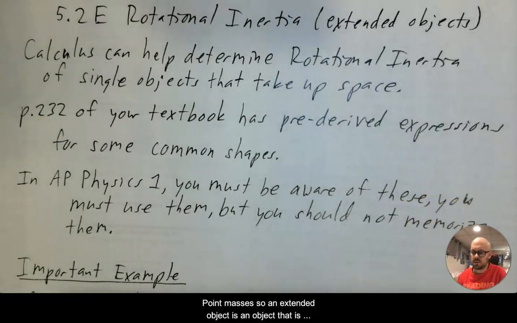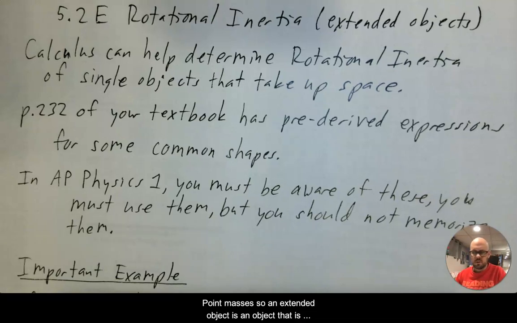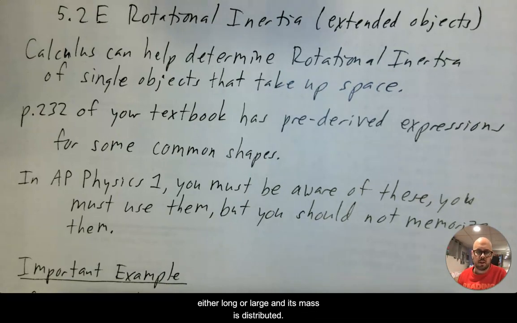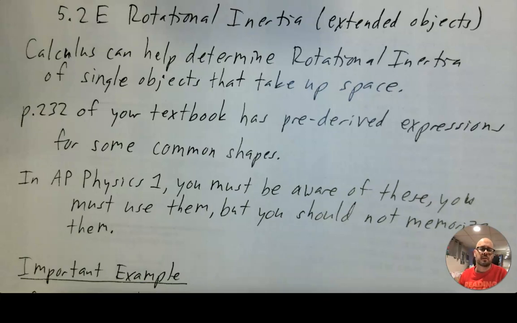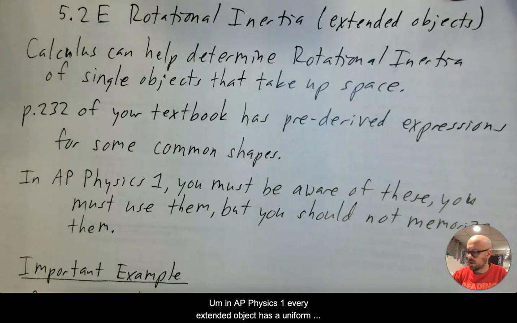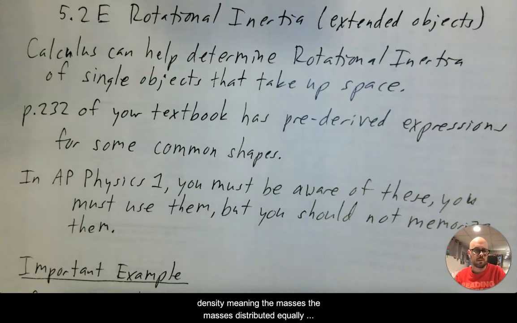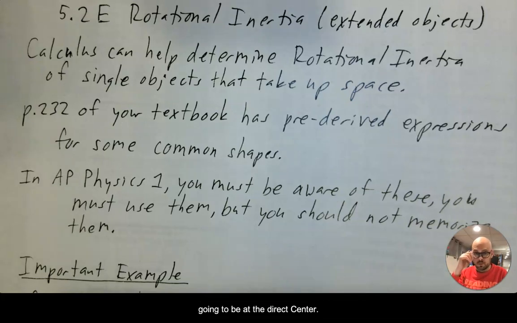So an extended object is an object that is either long or large, and its mass is distributed throughout the object. In AP Physics 1, every extended object has a uniform density, meaning the mass is distributed equally throughout the object. So its center of mass is always going to be at the direct center.